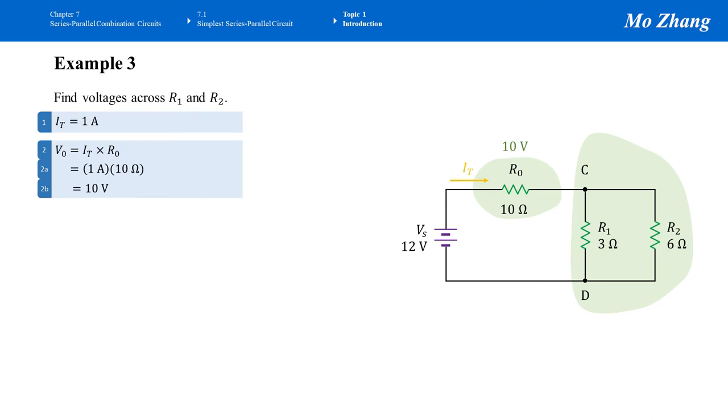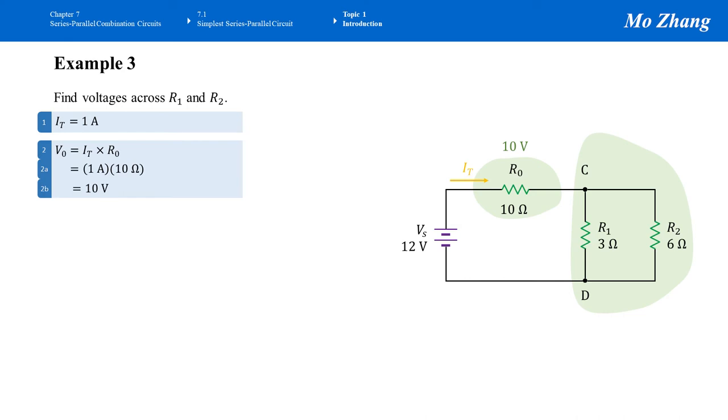We know the voltage drop on R1 should equal the voltage drop on R2 because both resistors are connected in parallel. This is the same voltage across nodes C and D. So if we can find the voltage across node C and node D, we can figure out the voltage across R1 and the voltage across R2.